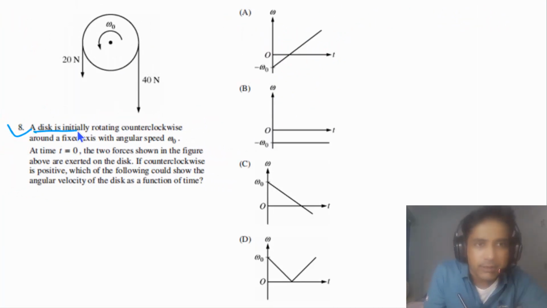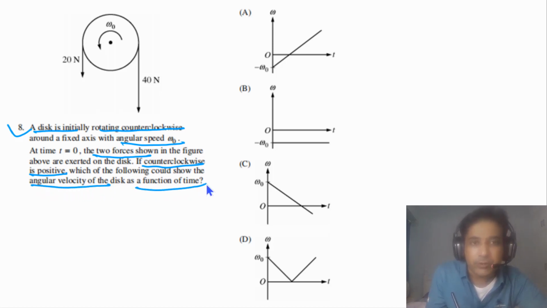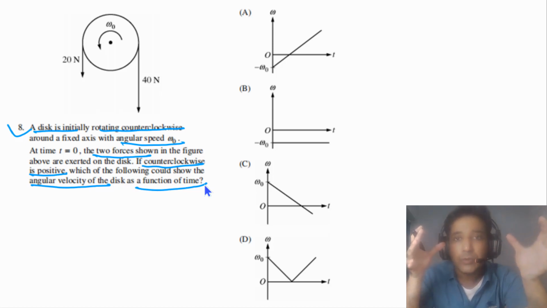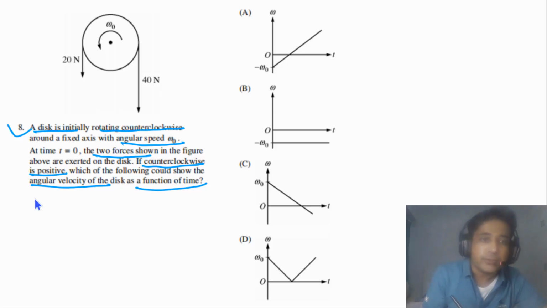Question 8 says a disk is initially rotating counterclockwise around a fixed axis with angular speed omega naught. At time t equal to 0, two forces shown in the figure are exerted on the disk. If counterclockwise is taken as positive, which of the following could show the angular velocity of the disk as a function of time? Meaning how angular velocity is changing with time. So the first thing, simply we can say in this case counterclockwise we have to take positive. So initial angular velocity also has to be positive.